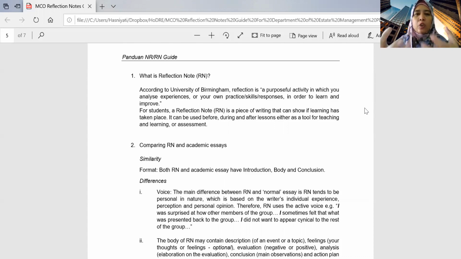He or she will process the information or the knowledge and reflect on it. Reflect means thinking deeply on the things that he learned in class or observed during the duration of the course. For students, a reflection note is a piece of writing that can show if learning has taken place. It can be used before, during, and after lessons, either as a tool for teaching and learning or assessment. In your case, the reflection note is being used as assessment.